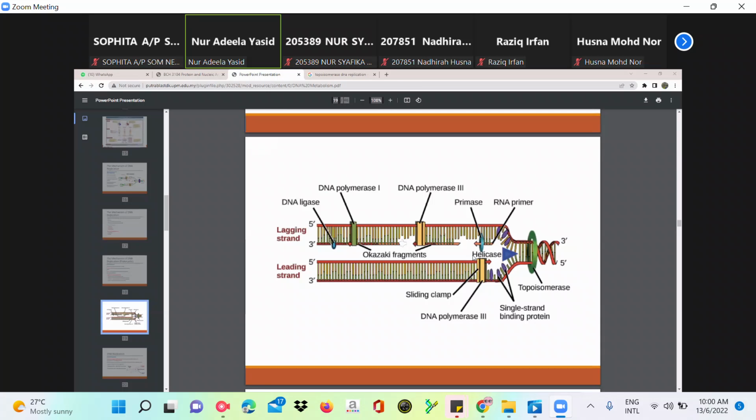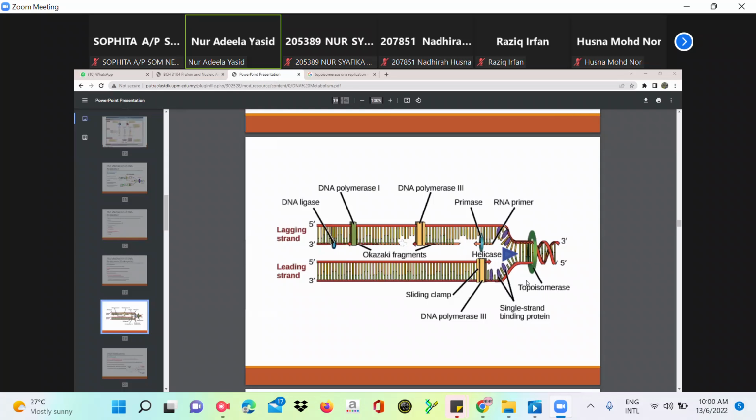Bila dah menjadi single-stranded, it acts as a template. So primase comes in, primase helps to synthesize RNA primer. So kita ada DNA polymerase 3. This is where DNA polymerase 1 comes in. It helps to fill in the gap between the Okazaki fragments dekat lagging strand. DNA polymerase 1 dia mesti ada dekat lagging strand, not leading strand. And same goes to DNA ligase. Dia nak weld together all the Okazaki fragments.